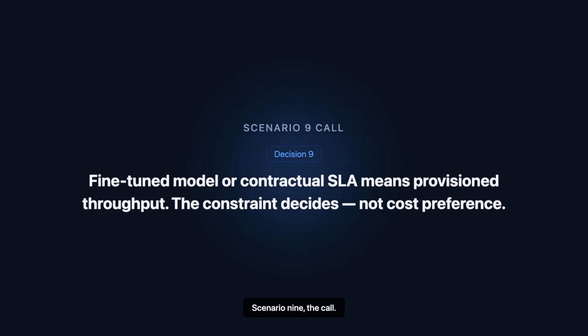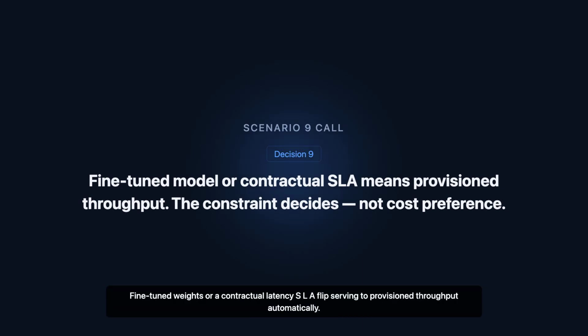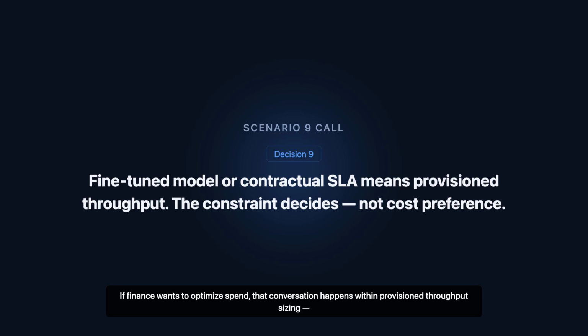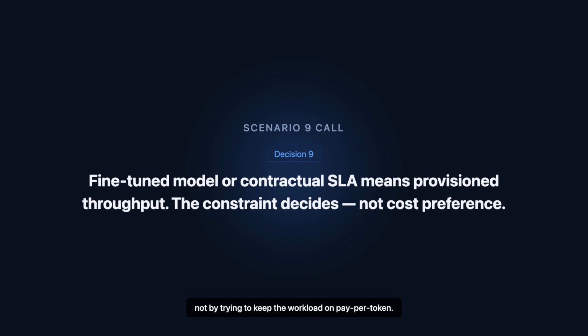Scenario 9. The call: fine-tuned weights or a contractual latency SLA flip serving to provisioned throughput automatically. The constraint makes the decision, not the cost preference. If finance wants to optimize spend, that conversation happens within provisioned throughput sizing, not by trying to keep the workload on pay-per-token.